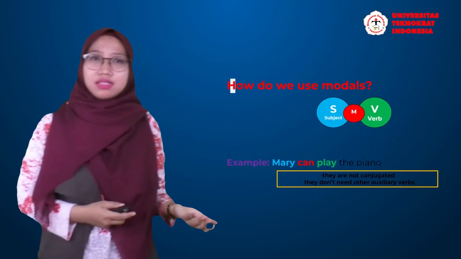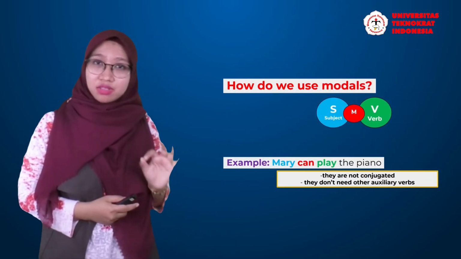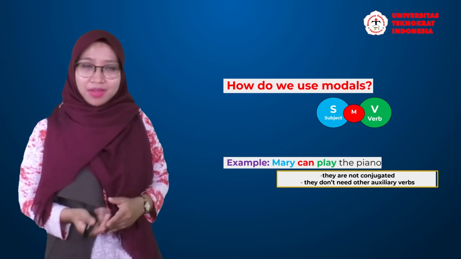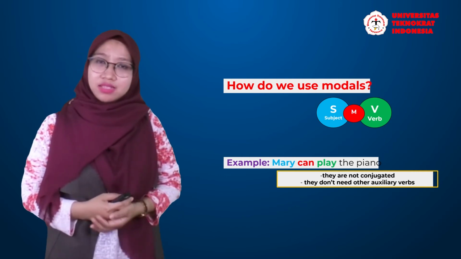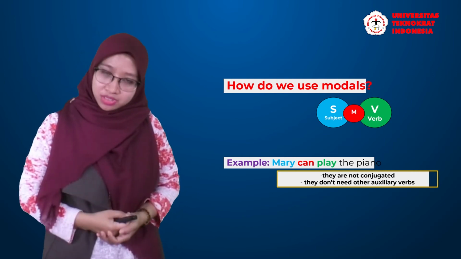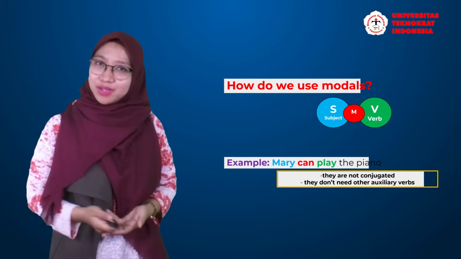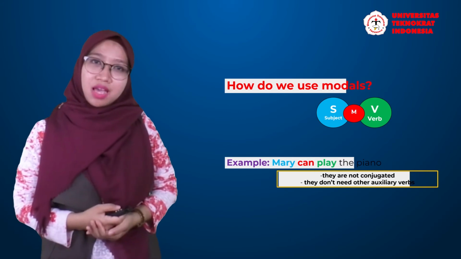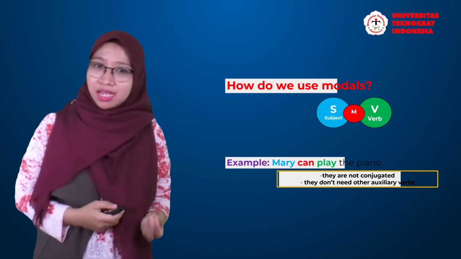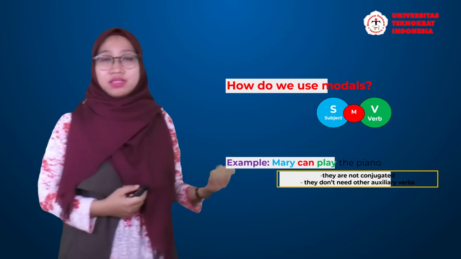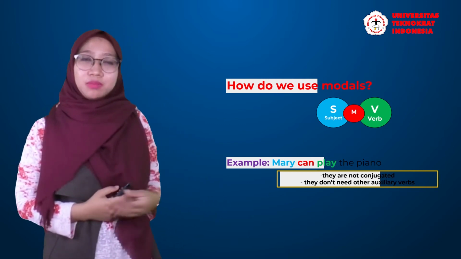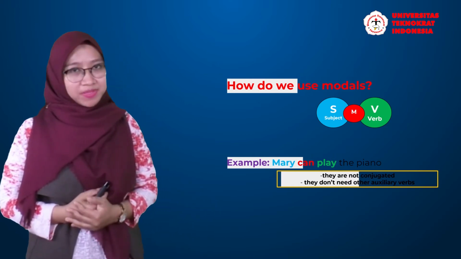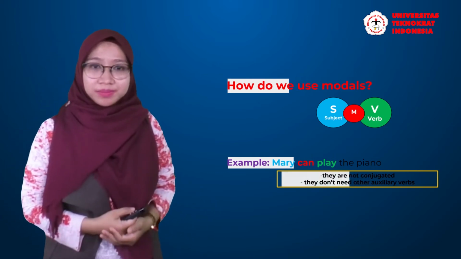Now let's take a look at this. As mentioned, modal is an auxiliary, so it is put between subject and verb. So to structure a sentence with a modal, it starts with subject, then modal, and then verb. These are some examples. In the examples, we have Mary. So, Mary can play the piano. The subject is Mary. The modal is can, and then the verb is play, and after that we have the object, piano.